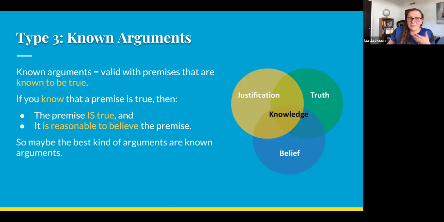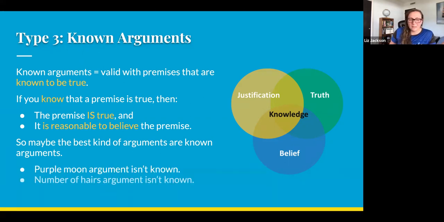So maybe the very best kind of arguments are known arguments: valid arguments that have premises that we know to be true. And look, our purple moon argument isn't known, it has false premises. The number of hairs argument isn't known because even if the premises are true, they're not reasonable to believe. And the UMBC argument isn't known because even though those premises are reasonable to believe, they're not true.